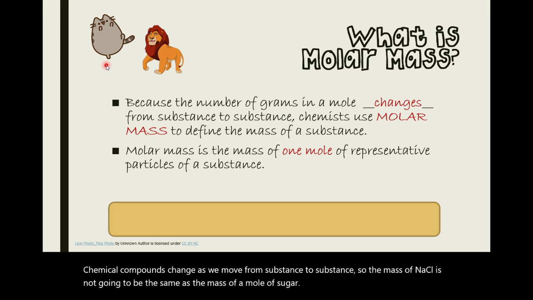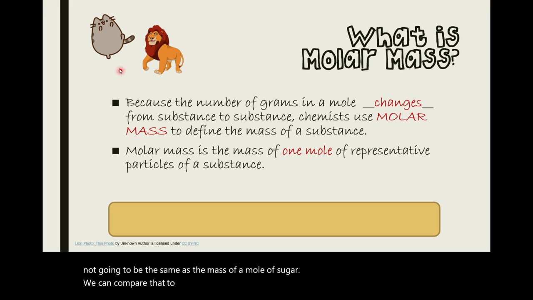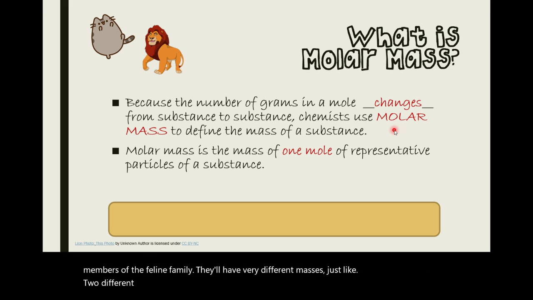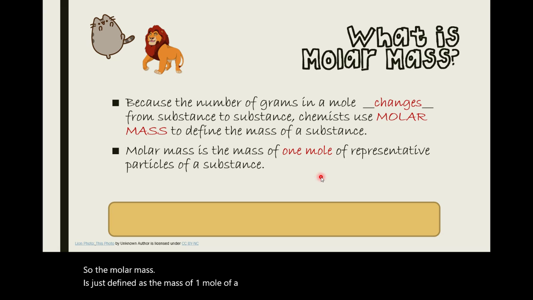We can compare that to two animals from the feline family. A house cat is not going to have the same mass as a grown lion. Even though they're both members of the feline family, they'll have very different masses. Just like two different substances are going to have different masses because they're made up of different elements. So the molar mass is just defined as the mass of one mole of a particular substance.